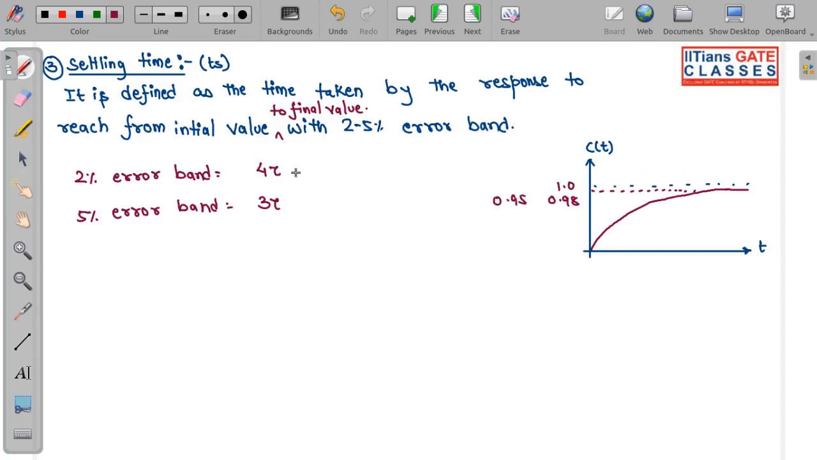That is given by 4 tau if it is your 2% error band. If it is your 5% error band, it will be given as 3 tau. Okay, so very simple concept. Here I am not deriving anything, just the formulas we have seen.